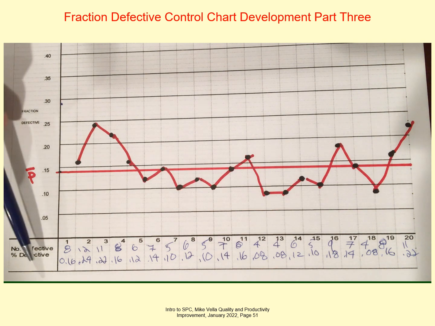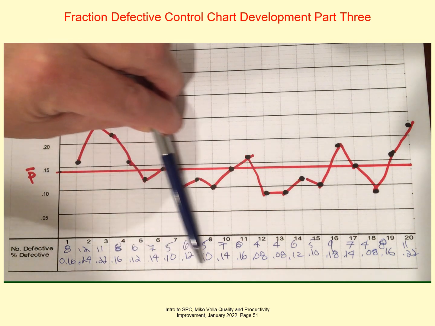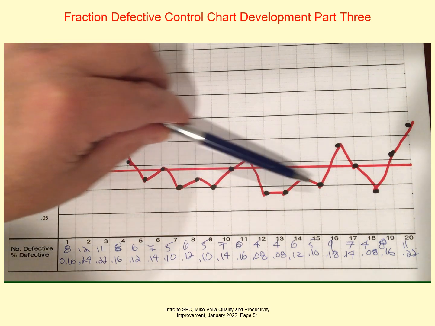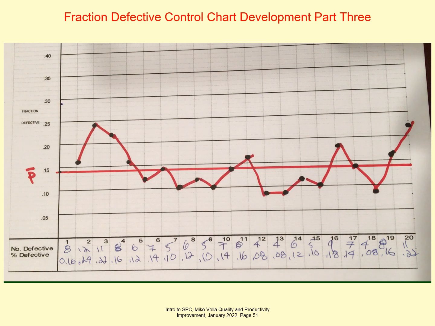We've calculated the average fraction defective just below it and plotted the points here on the chart. You can see that the first one is 0.16, and on the scale to the left, 0.15, just a bit over 0.15 is 0.16, and so forth. We've connected the dots, and we've calculated our average fraction defective. Let me show you what we did there.